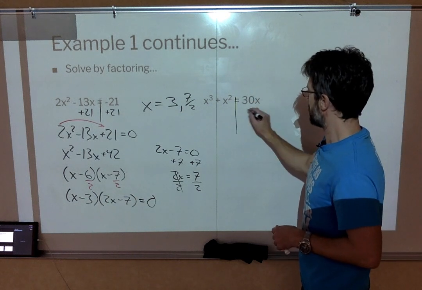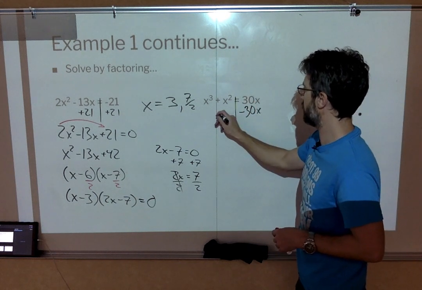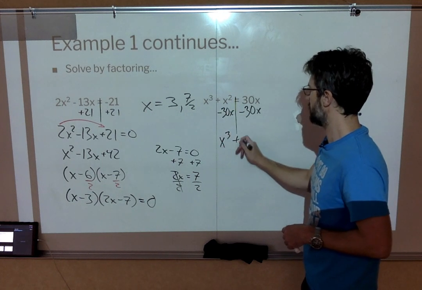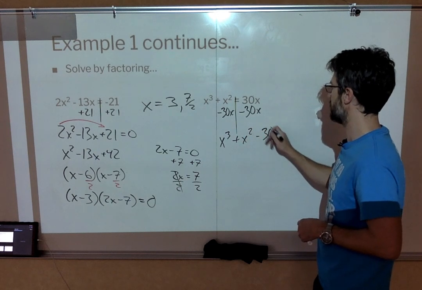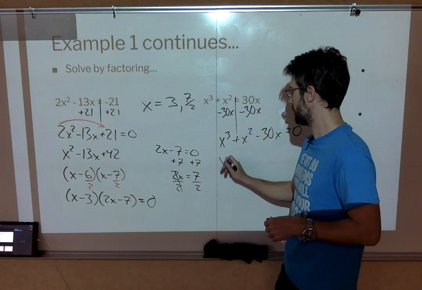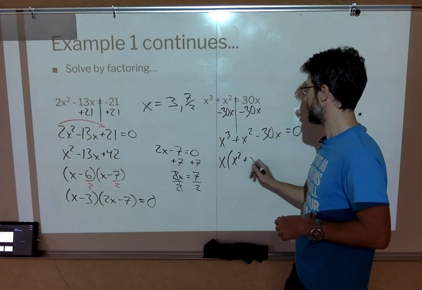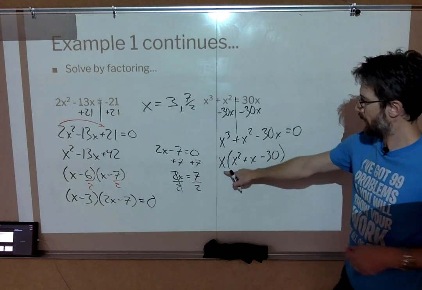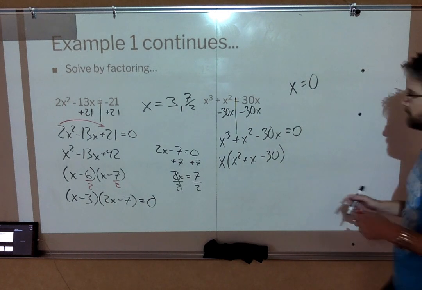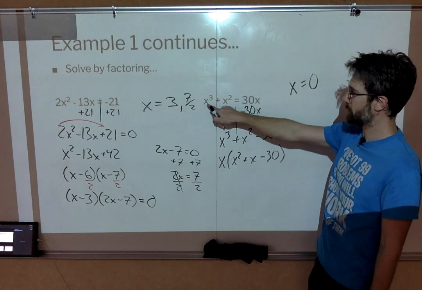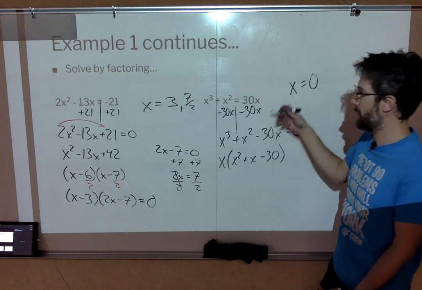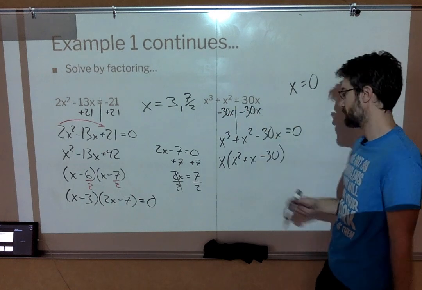Another one where I need to start out by moving everything over to one side, so one side is equal to 0. And I get x cubed plus x squared minus 30x is equal to 0. Factor out an x. X times x squared plus x minus 30. X is a factor, so I already know 0 is going to be a solution. And again, if I go back to the original equation, 0 cubed plus 0 squared is 0. 30 times 0 is 0, so that's going to work out, right? Because 0 is equal to 0.